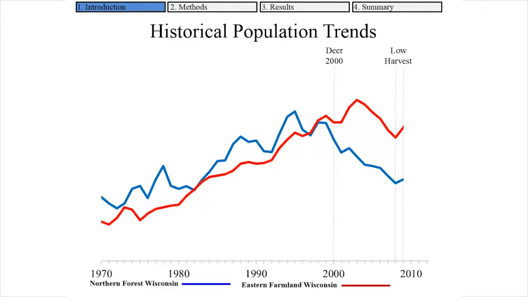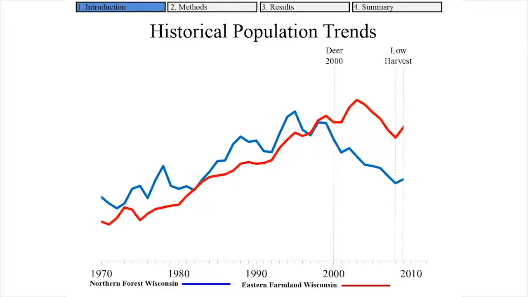going on until about 2004, 2005, at which time they were able to implement Earn-a-Buck, which was a recommendation out of that Deer 2000 group. Tim published a paper with my advisor at Wisconsin that Earn-a-Buck is one of the only real effective management tools for reducing deer abundance in a highly productive landscape such as the East Central farmland region of Wisconsin. So you can see a response after that. Deer populations started to decline in 2005 in the eastern farmland, and they're similarly declining in the northern forest.